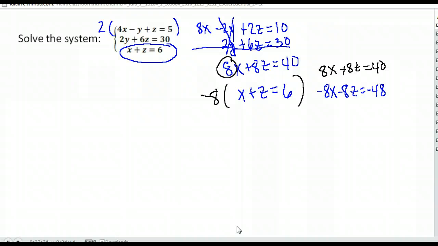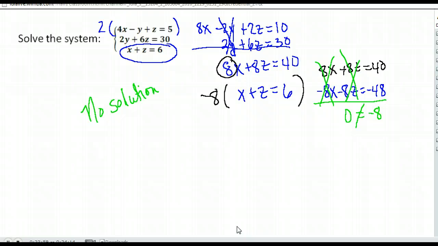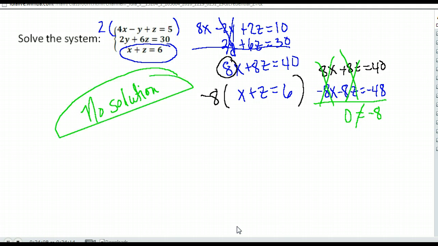But notice something weird happens here. When I add these together, my x's cancel, I get 0x. My z's cancel, I get 0 z's. So I just have 0 on the left-hand side. On the right-hand side, I get 40 minus 48 is negative 8. 0 equals negative 8 is not true. Therefore, my answer here is no solution. Anytime all of your variables cancel and you get a number equal to something it's not equal to, like 1 equals 5, 3 equals 8, in this case 0 equals negative 8, your answer is no solution.